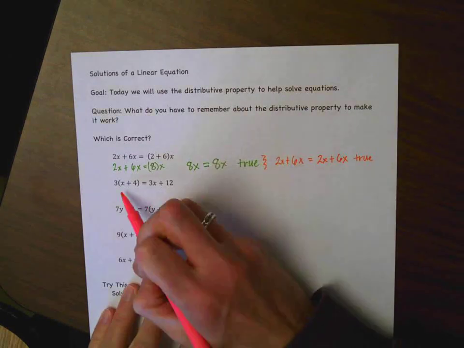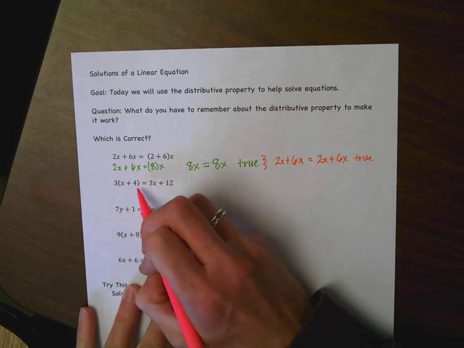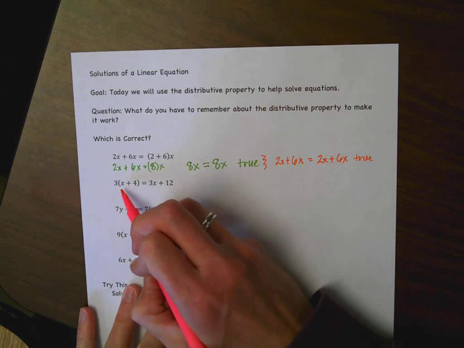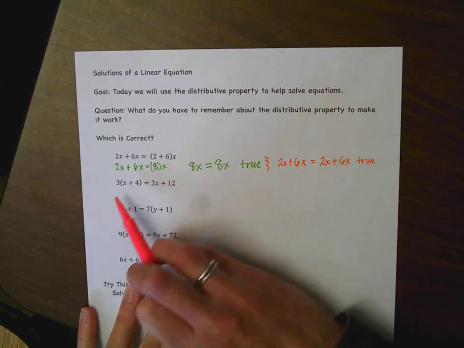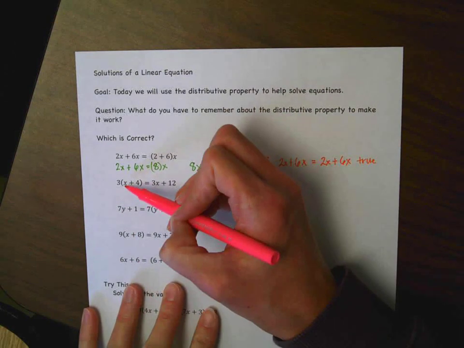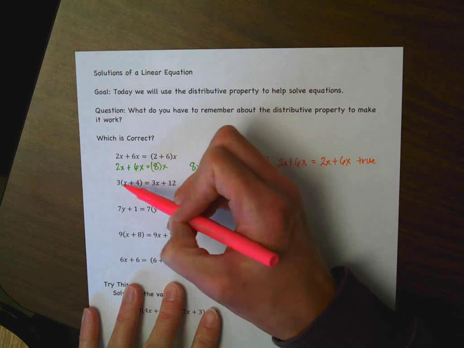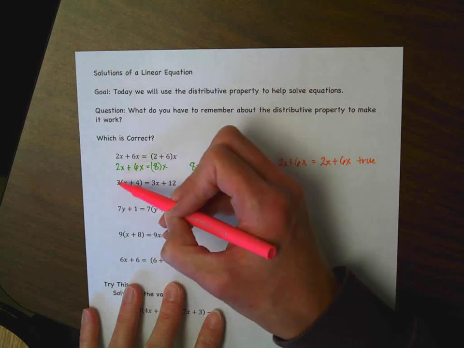Only problem here is, can you combine x and 4? On this one, you cannot combine x and 4 because we don't know what x is. So we cannot do the parentheses first; we're going to have to go straight into distributing. This means that I have x plus 4, x plus 4, x plus 4. So I have x plus 4 three times.